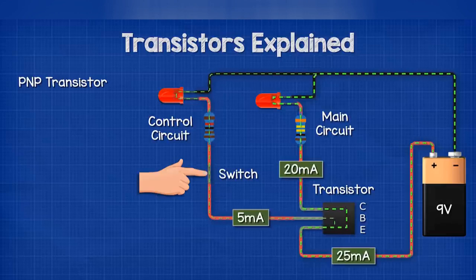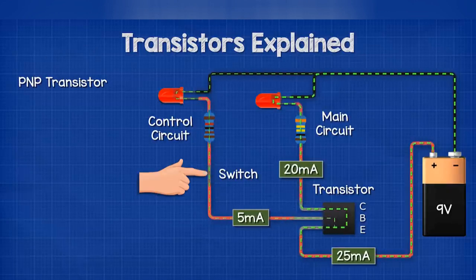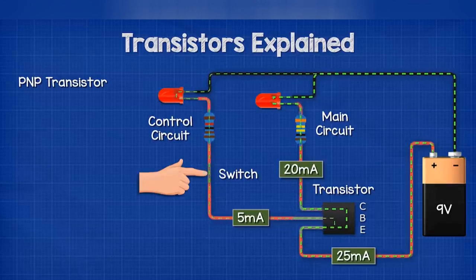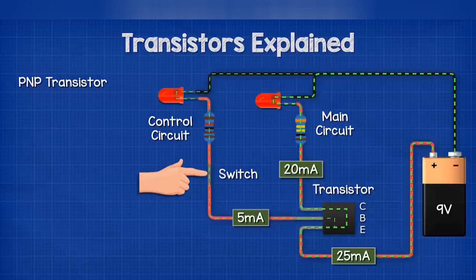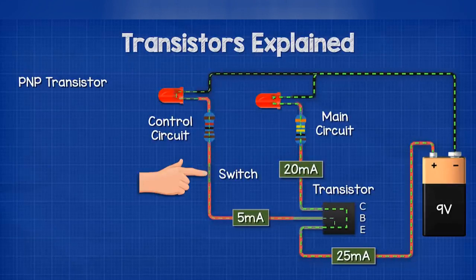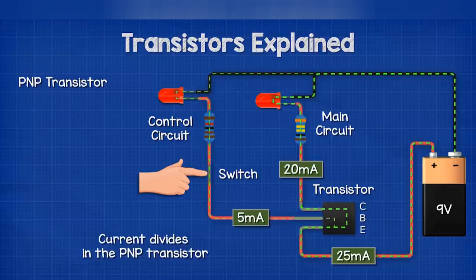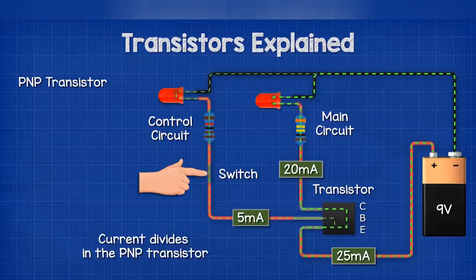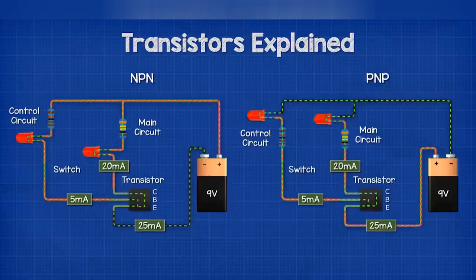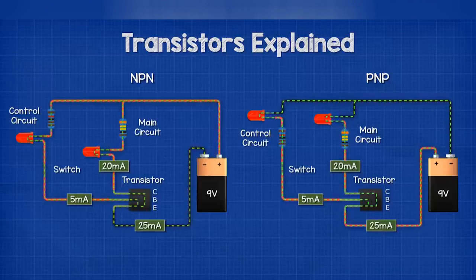In this example, when the switch is pressed, there are 25 milliamps flowing into the emitter, 20 milliamps flowing out of the collector, and 5 milliamps flowing out of the base. The current therefore divides in this transistor. I'll place these side by side so you can see how they compare.